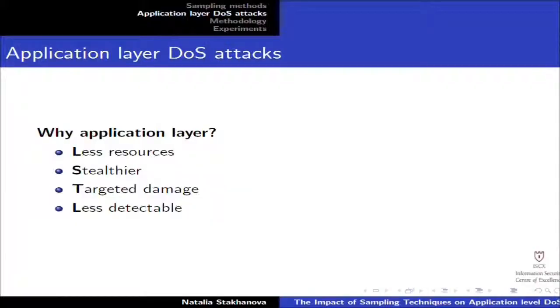Application layer denial of service attacks, on the other hand, are completely different. They are bounded only by the server resources. So from the attacker side, they come at a cheaper price, essentially. They also allow performing really targeted damage, focusing on a particular service and leaving the rest of the services intact. And they are also much stealthier because they use fewer resources, because they come at the application layer, and most of our denial of service detection is still, unfortunately, at the network level.